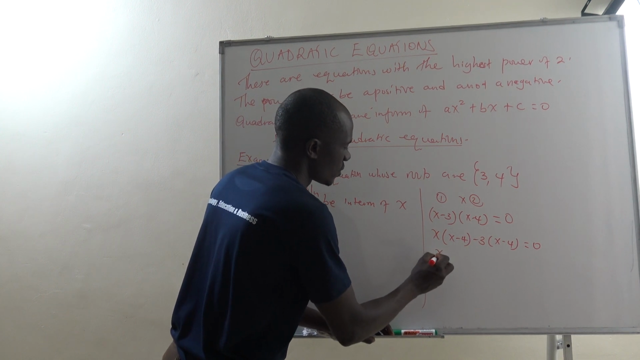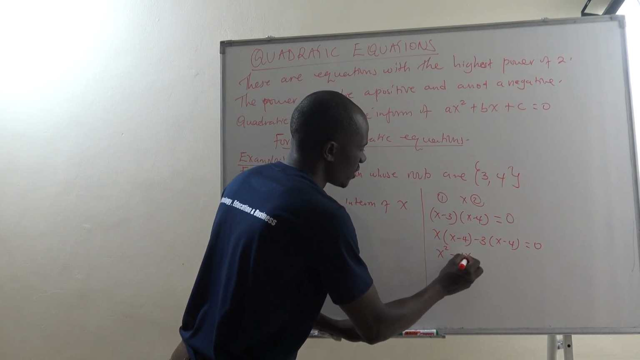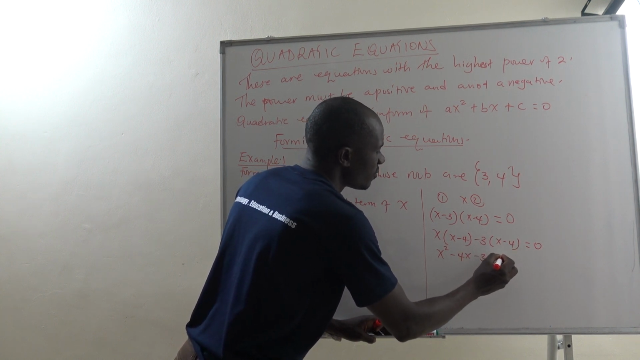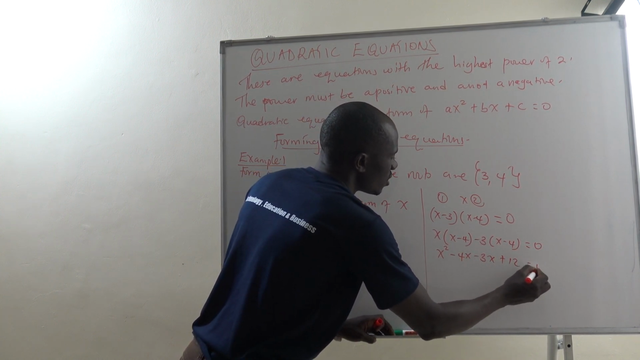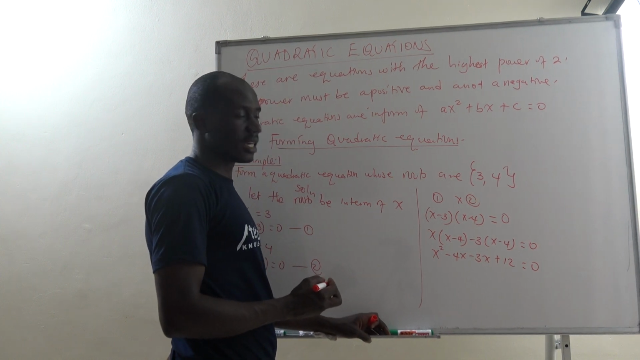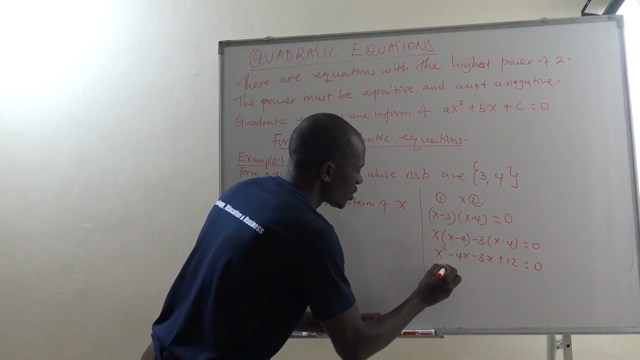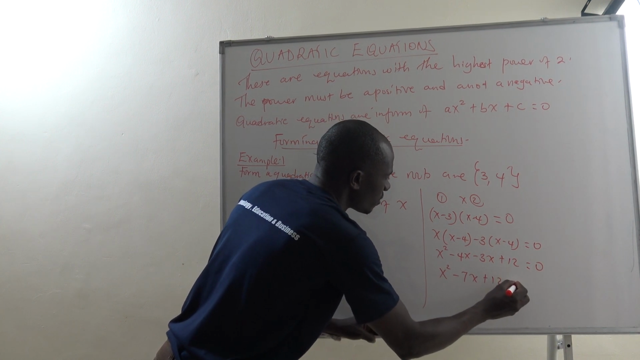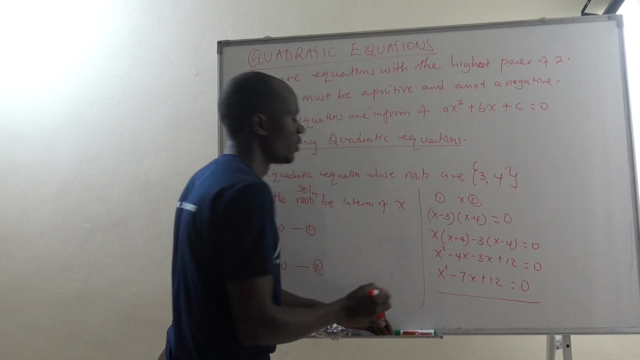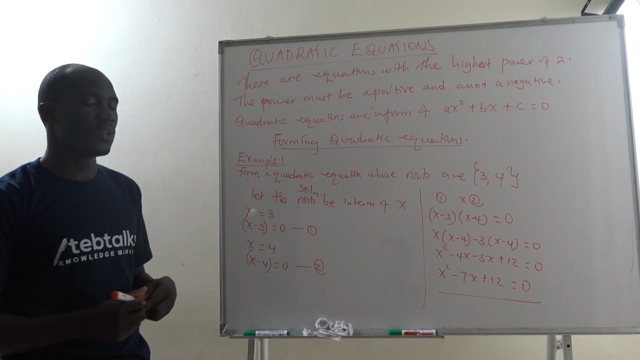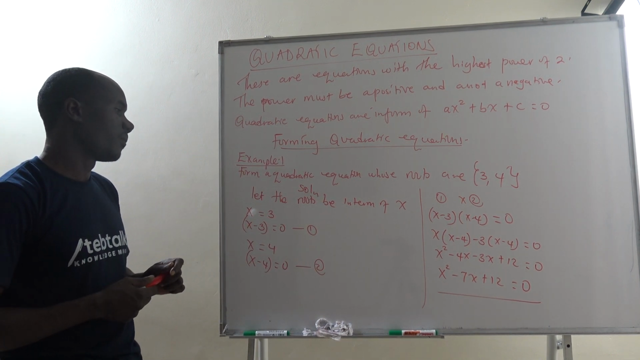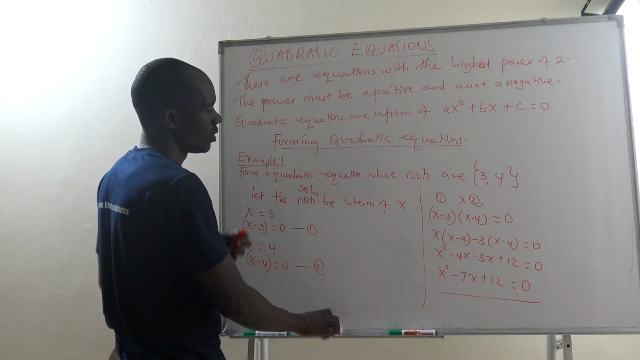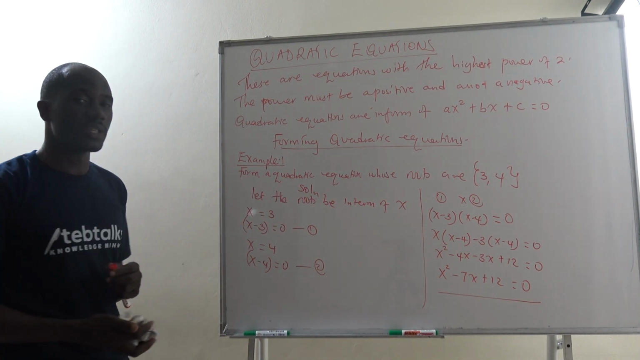This becomes x squared minus 4x minus 3x, and a negative times a negative gives a plus 12, equals 0. Again, we collect like terms. This becomes x squared minus 7x plus 12 equals 0. You can see it is a quadratic equation in terms of x. So that is the first option which I can give you.